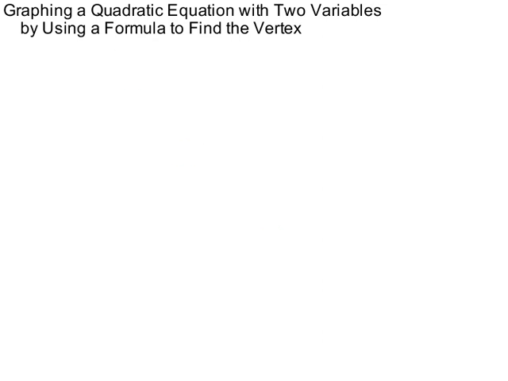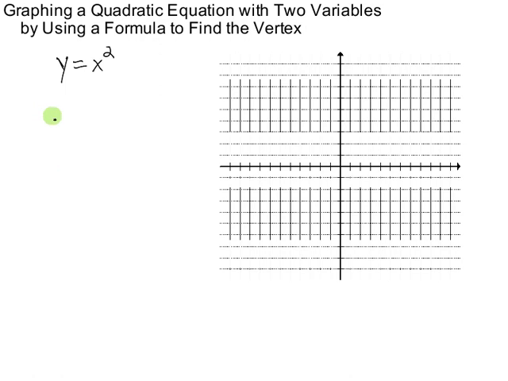So the first thing I want to do is look at a basic quadratic equation with two variables, and it would be y equals x squared. So just to get the basic idea of what this type of graph looks like, if x is 0, then y is going to be 0 squared, which is 0. If x is 1, y is going to be 1 squared, which is 1. If x is negative 1, y is going to be negative 1 squared, which is 1.